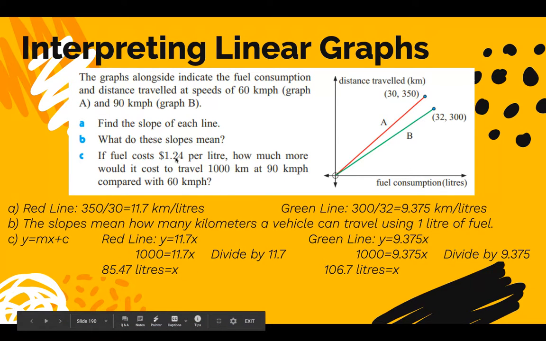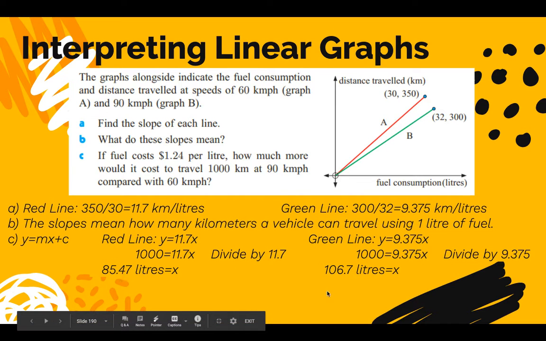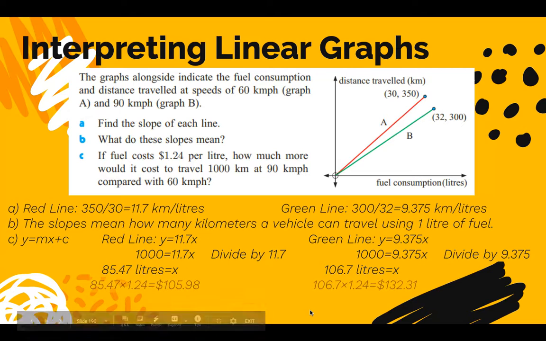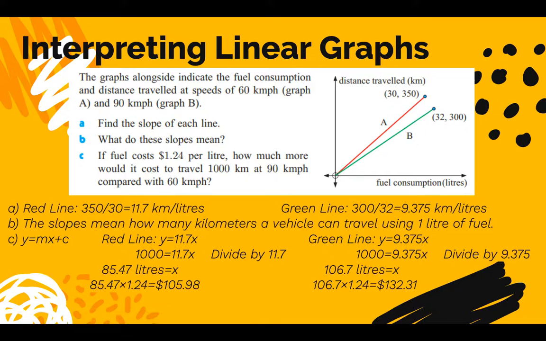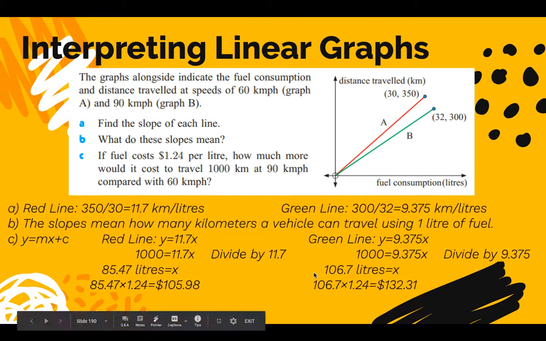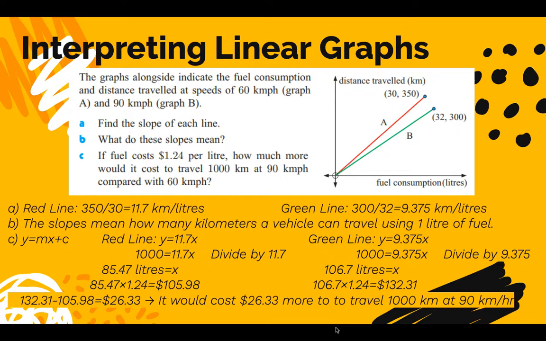Last step, if it's $1.24 per liter, I'm going to take the number of liters and multiply it by the price per liter. That will give me 105.98 for the first and 132.31 for the second. So I need to know what is the difference, or how much money am I saving driving 60 kilometers per hour versus 90 kilometers per hour. So I'm going to find the difference of those two numbers. I'm going to subtract them and I'll get 26.33.